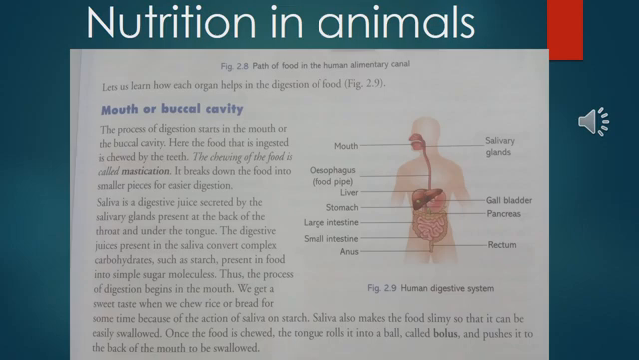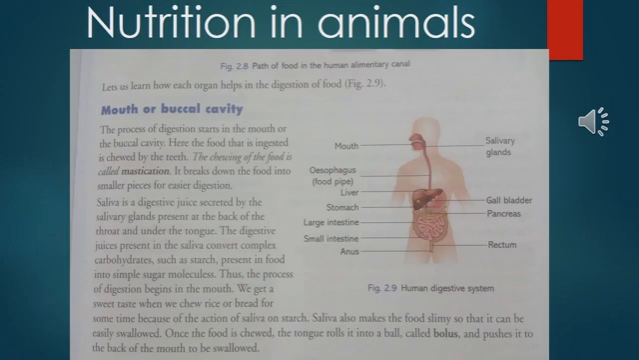We get a sweet taste when we chew rice or bread for some time because of the action of saliva on starch. To mention here, in our saliva one enzyme is present. This is called salivary amylase. When this enzyme acts on the food, we can detect the taste from our taste buds, which are present on different positions of our tongue.